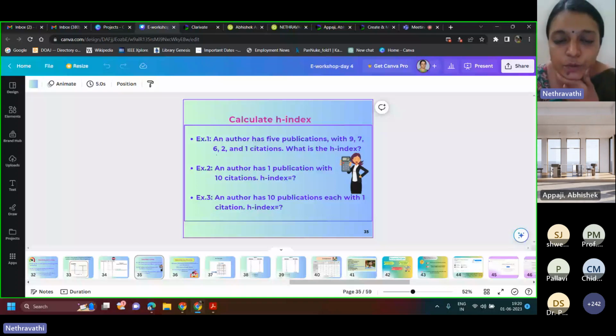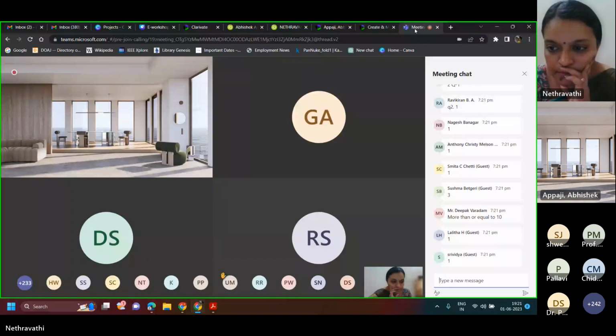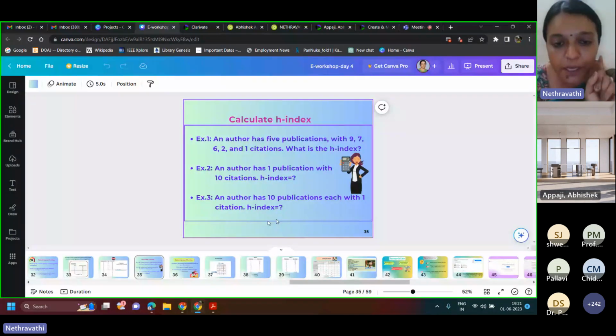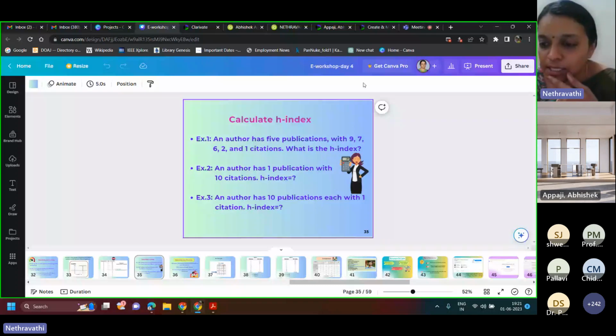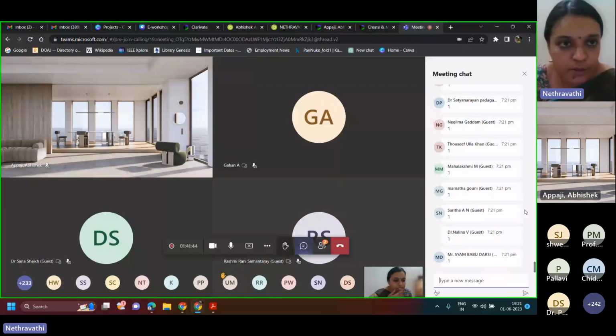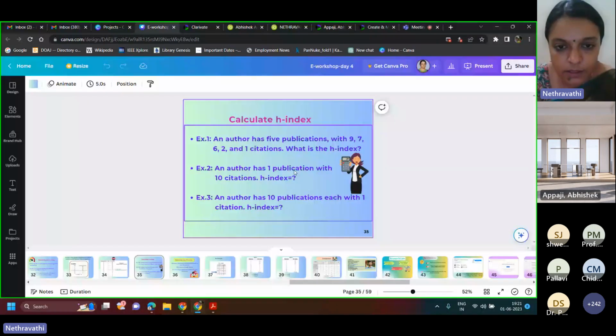And what about example 2? An author has 1 publication with 10 citations. So what is the H index? Is it 1 or 10 or any number in between? Yes, it is 1. An author has only 1 paper, but that 1 paper has been cited 10 times. Yes, 1 is the right answer because he has only 1 paper. So for 1 paper, however many citations it has received, the H index is 1.